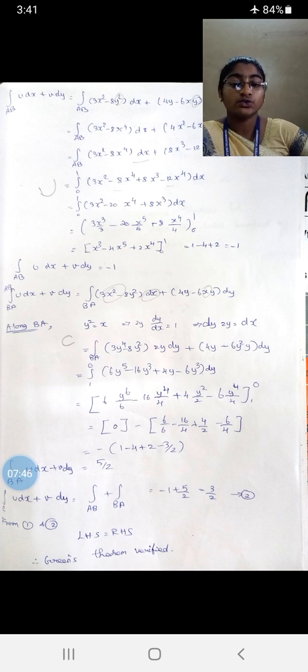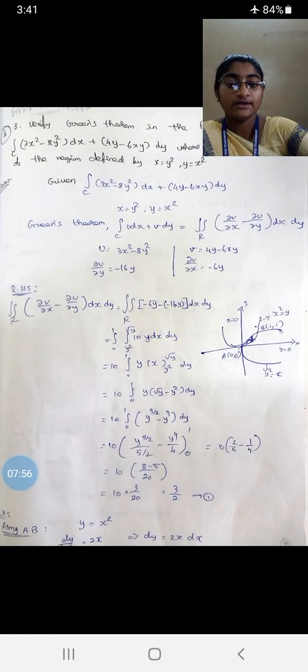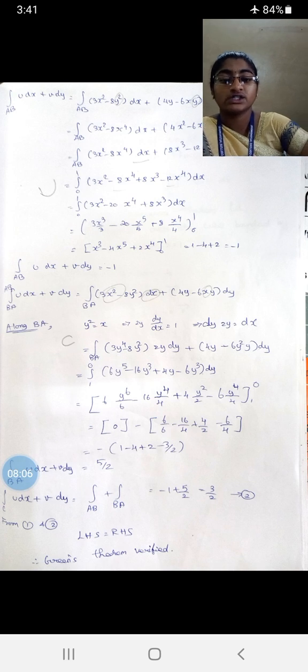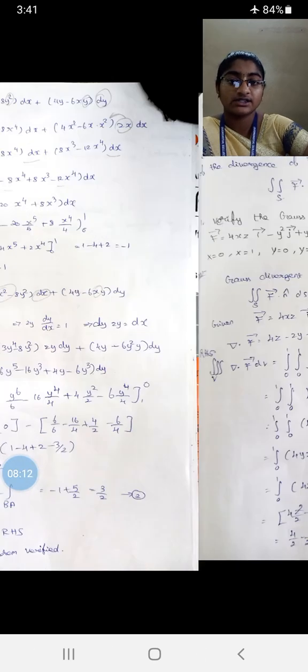Now we found the two values for the left hand side, that is one value is minus 1 and another value is plus 5 by 2. When we solve this we get 3 by 2. Already we saw on the right hand side we found the value 3 by 2. Here in the left hand side we found the value as 3 by 2. So both left hand side and right hand side of our equation are equal, hence Green's theorem is verified. This is the first method in integration theorem.